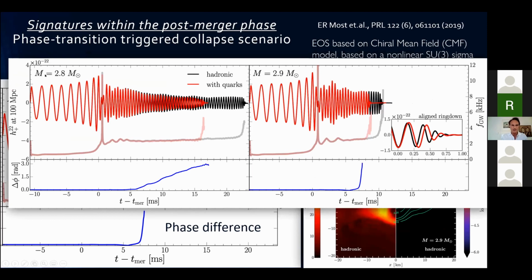When you take a total mass which is not so high, like here, you also see a phase shift of the gravitational waves. Here we have no phase transition, and here we have a phase transition. And this phase shift is due to the high temperature hotspots, which have a little bit of quark fraction.